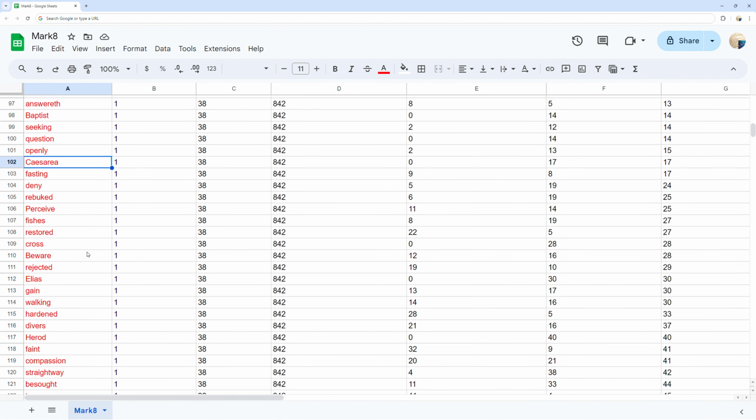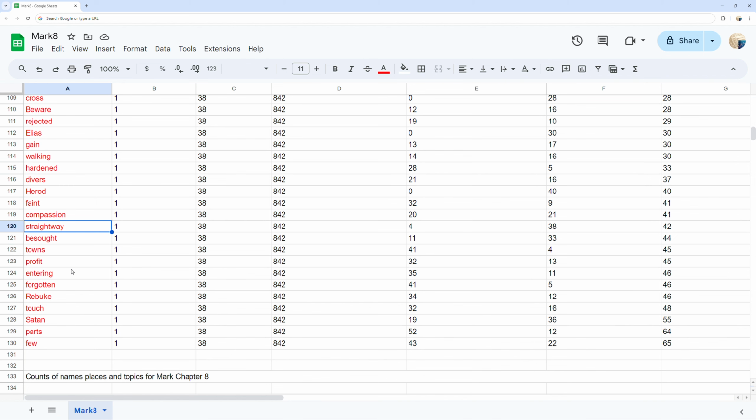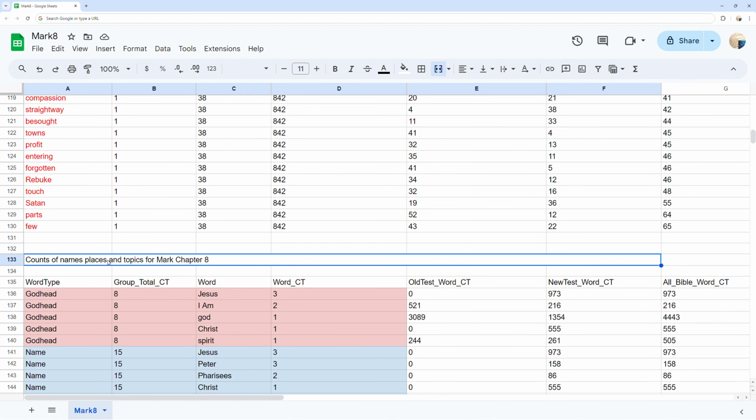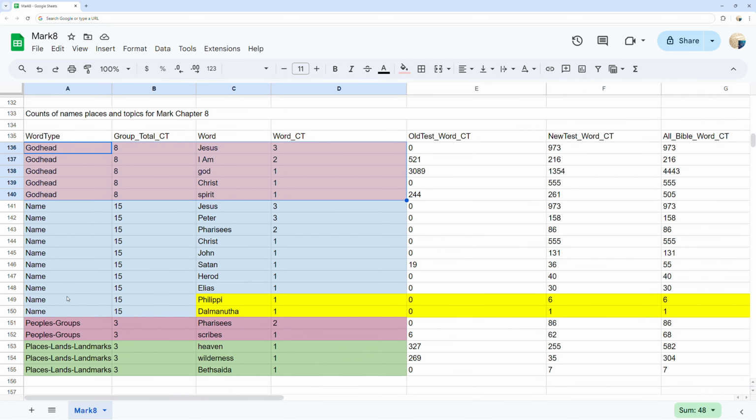Counts of names, places, and topics. You can see different topics, names, and places, as well as their word counts in Mark chapter 8. You can see 3 places listed at the bottom in orange as places, lands, and landmarks. You can see 2 rows in purple for peoples and groups.